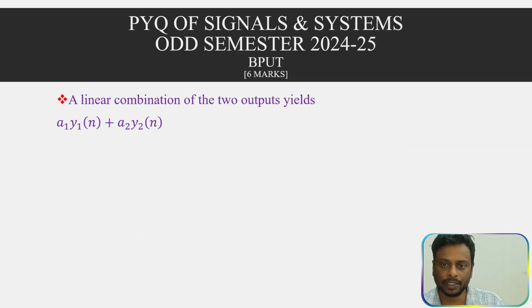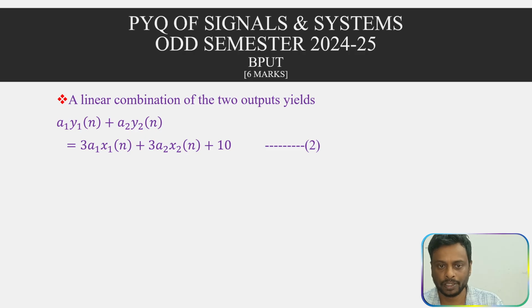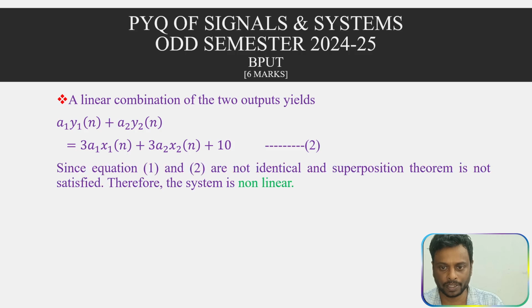So the linear combination of the two outputs, a1 y1(n) plus a2 y2(n), will have a 5 and a 5, so this will be plus 10. Equation 1 and equation 2 are not identical, so the superposition theorem is not satisfied. So the system is a non-linear system.